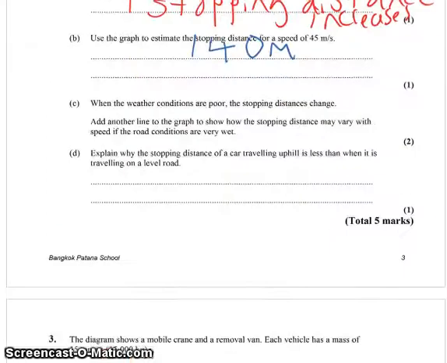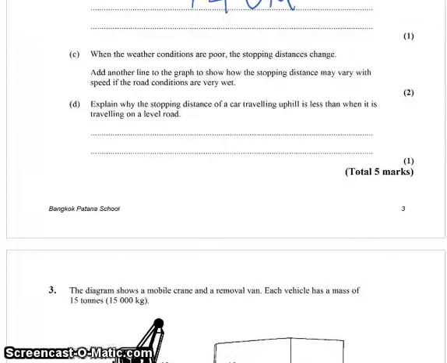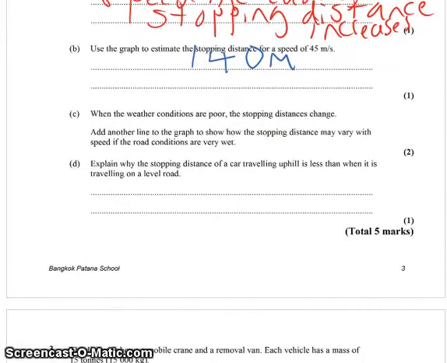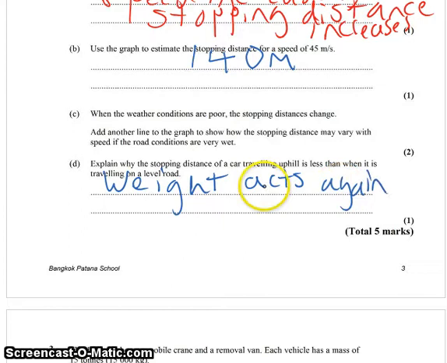Right, the final one says explain why the stopping distance of a car travelling uphill is less than when it's travelling on a level road. Well, what we're looking for is that the weight of the car is an additional force that acts against the motion. So we'll say that the weight acts against the forward motion of the car.